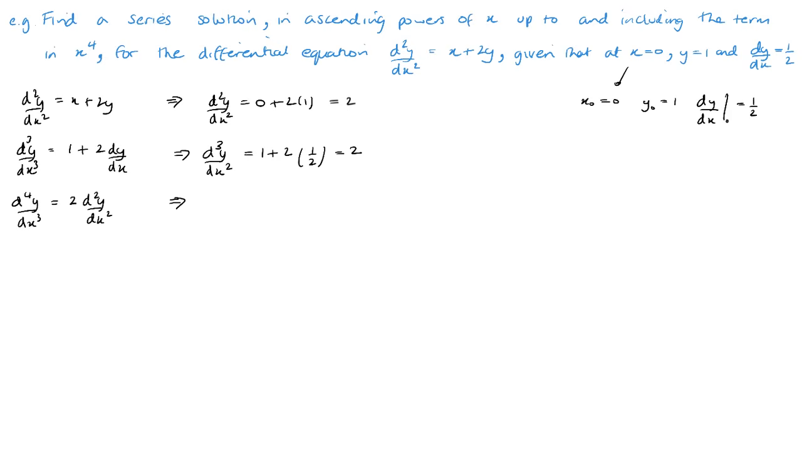Now I need to substitute into this one, d4y by dx to the power 4 equals 2 times d2y by dx squared, which is 2. So this is going to be equal to 4. Okay, so now we need to use the Taylor expansion where x0 equals 0.